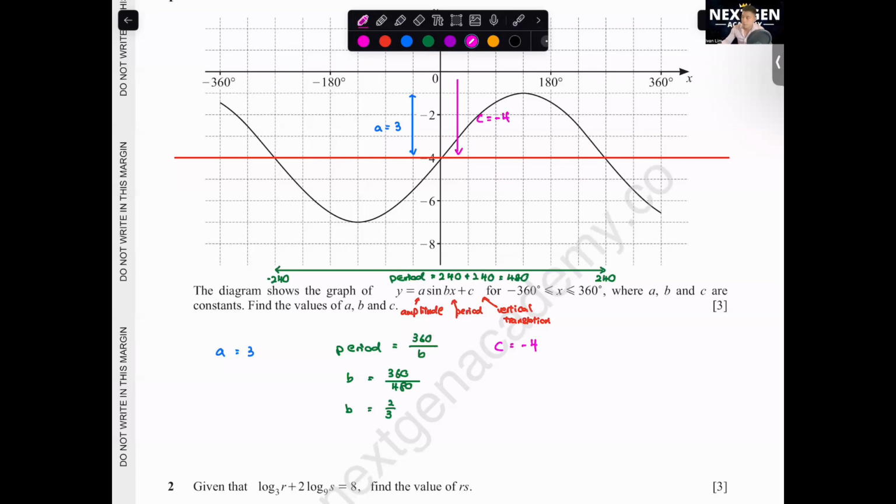Okay, number 1. All good? Can you just type 1 in the chat? Anything to clarify over here? Okay, I think it's easy. If you have done enough past year papers, you hope that this type of question comes out. I think this one is quite easy for the trigo graph.